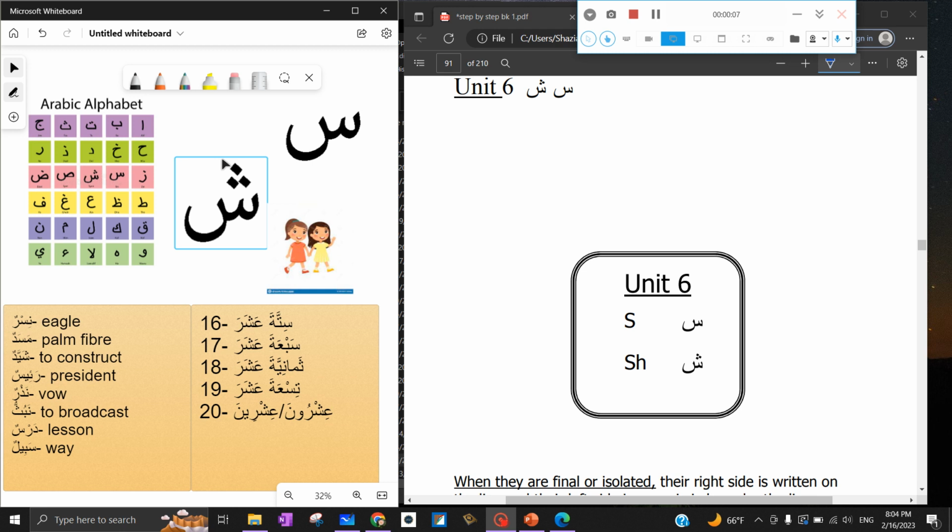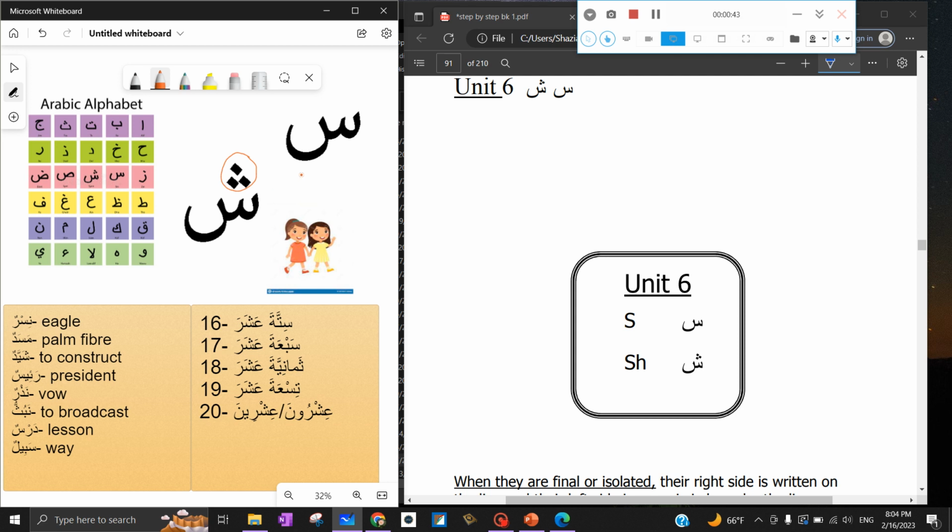Welcome my friends to unit number 6, and in this unit there are two letters which look alike, as you can see here, seen and sheen. These two letters are quite similar, or you can say identical, except the three dots that sheen has. And these two letters are also light letters, as we did dal, zal, wow, alif, ya, these are all light letters. And seen and sheen are also light letters.